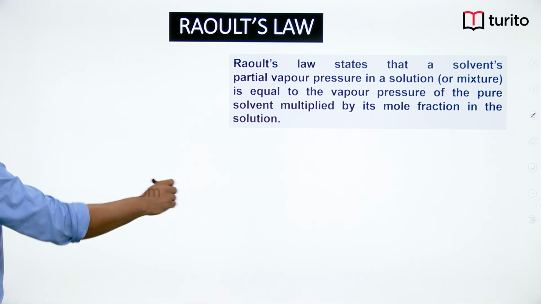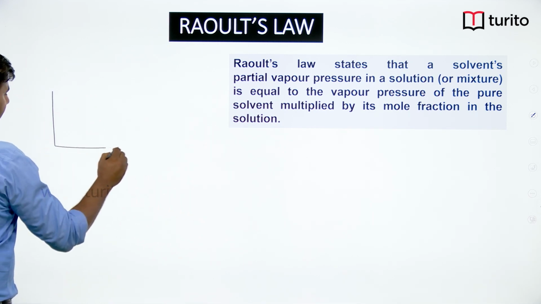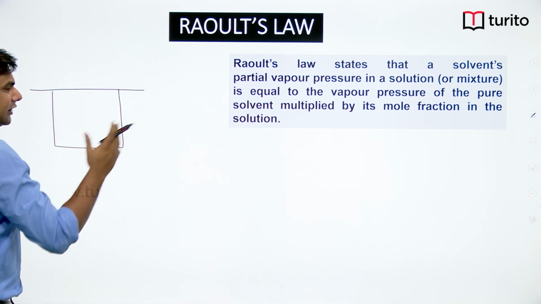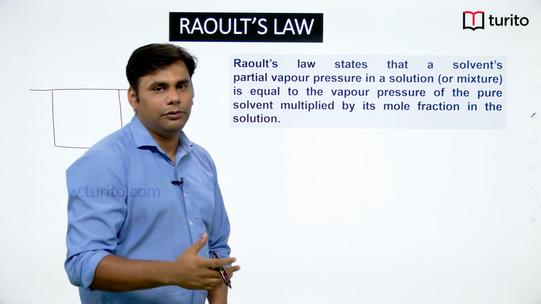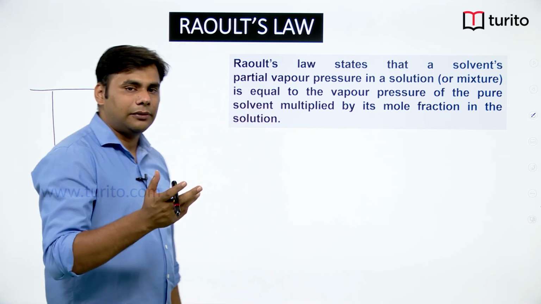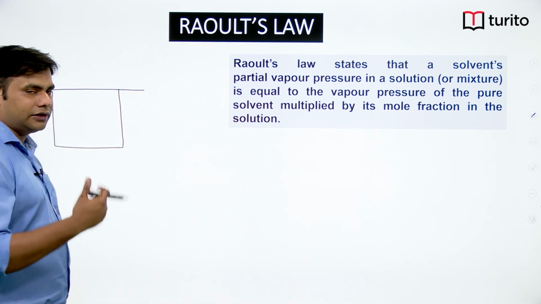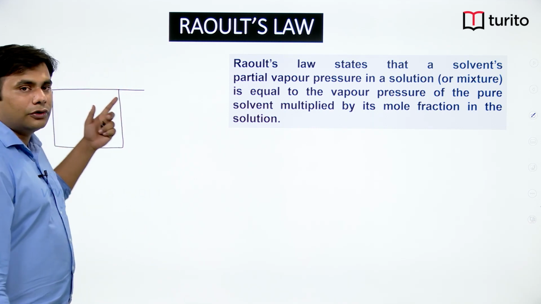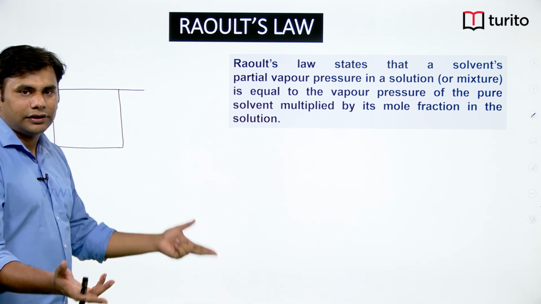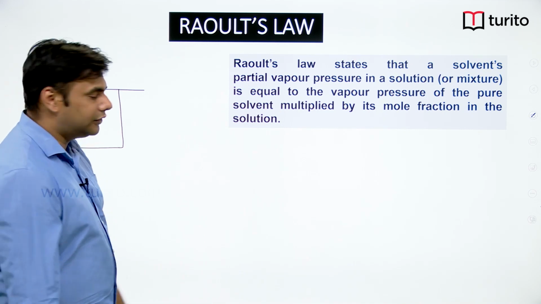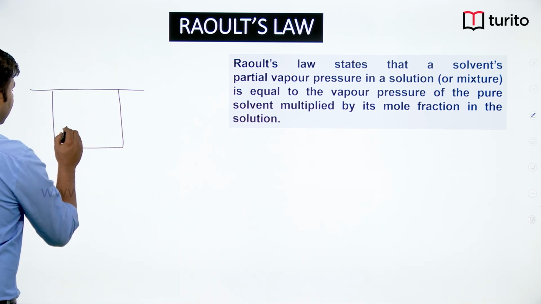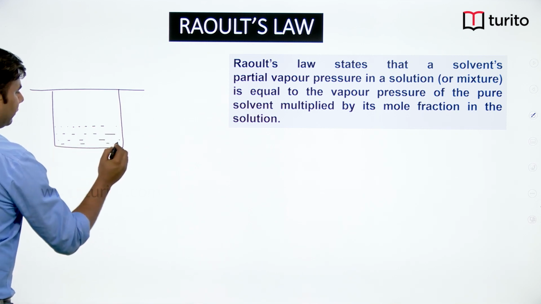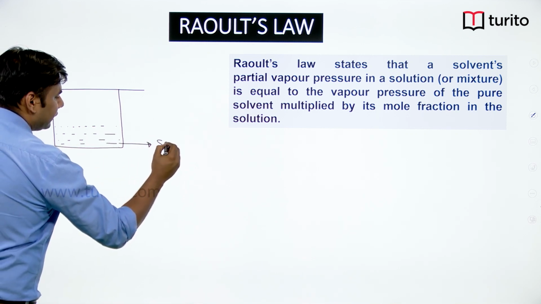So what I am saying here is, suppose I am having a container. In this chapter, whenever I say container, I obviously mean a closed container. If sometimes I don't draw it as a closed container, just understand that it is closed, because if it is not closed, then the vapor would escape and the concept of vapor pressure would suddenly disappear. So suppose I am having a solvent in it, and let me label that solvent as A.